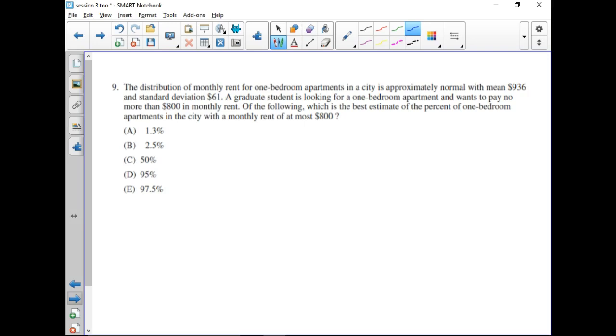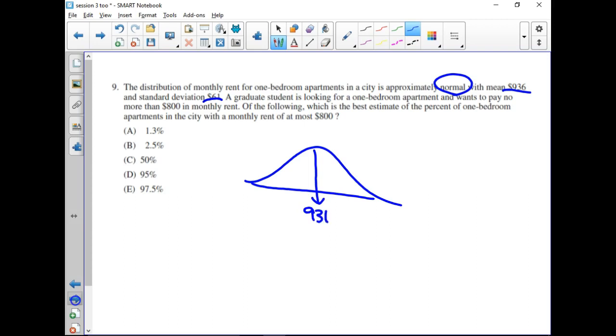approximately normal, with a mean of $936 and a standard deviation of 61. A helpful hint on the test: right away when you see the word normal, and you see a mean and 61, yeah, put it on a curve. Okay, so I'm going to put the mean as 936. Standard deviation is 61. A graduate student is looking for a one-bedroom apartment and wants to pay no more than $800 in monthly rent. Yep, 800 to the left. Very good.